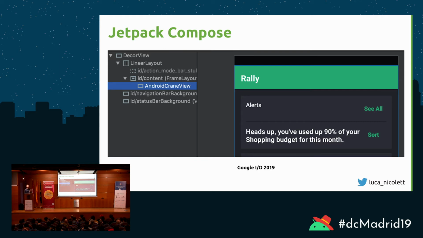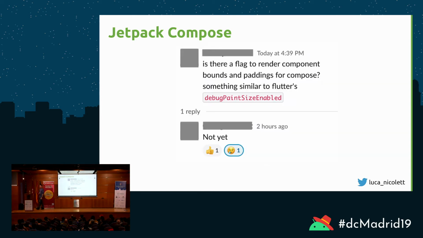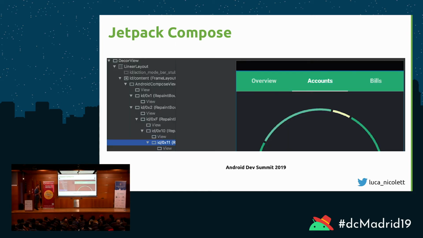This is a screenshot made two or three days after Google I/O 2019. As you can see, no view hierarchy, even if the layout inspector can see a lot of views, maybe. We asked in the Kotlin Slack channel if there was something like debugPaintSizeEnabled, which is a Flutter flag that forces the drawing of the bounds and padding of the views on top of the views themselves. It's not yet ready, but they've been working on it.